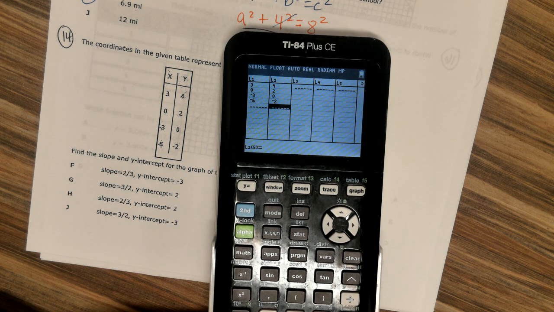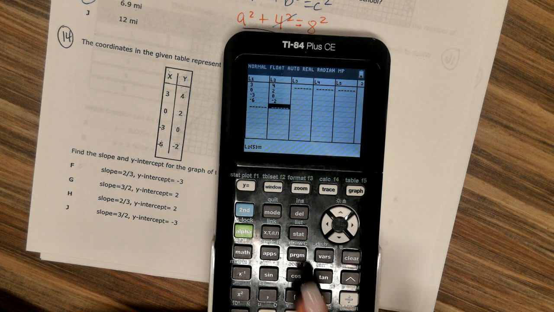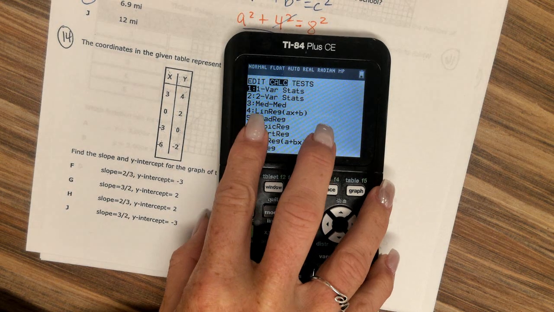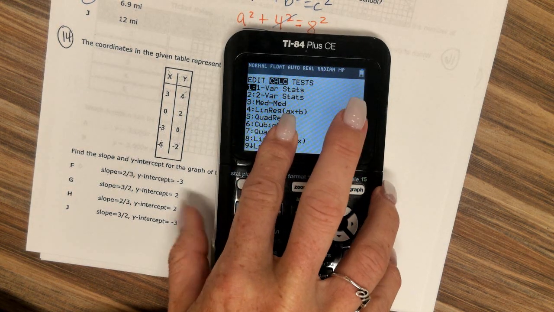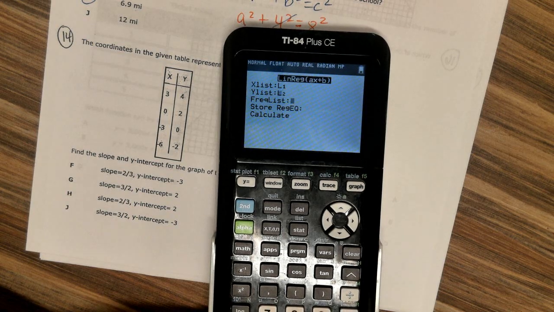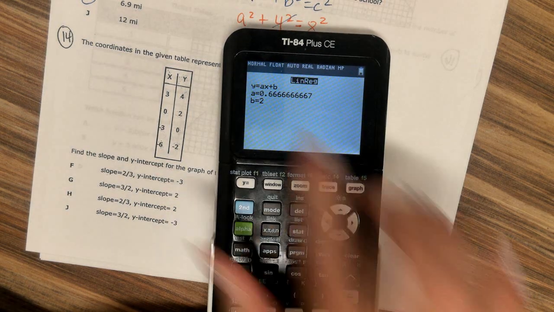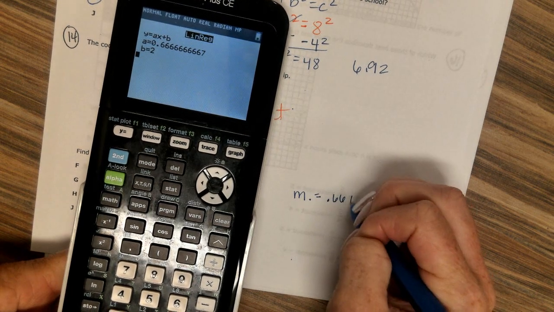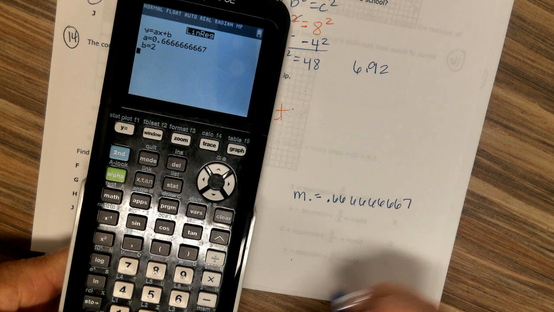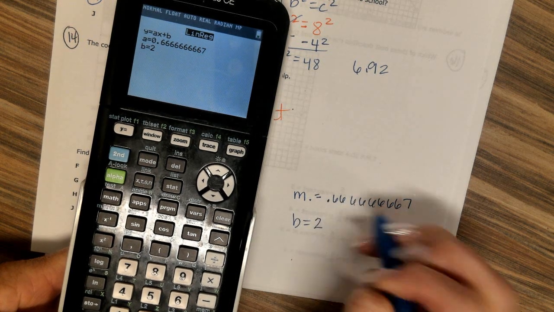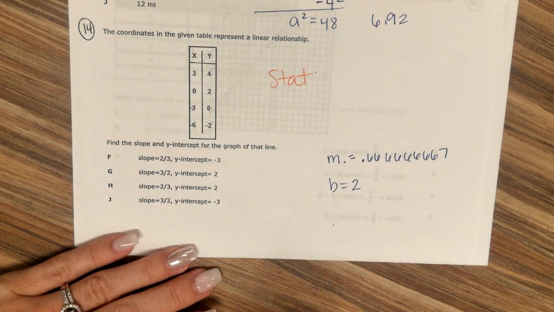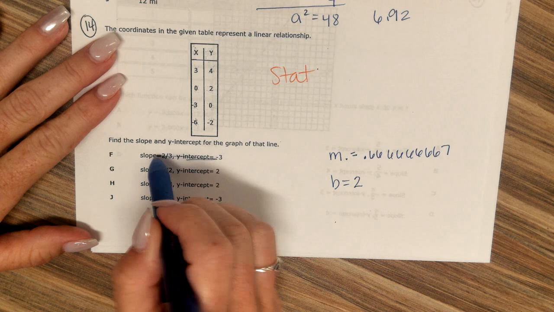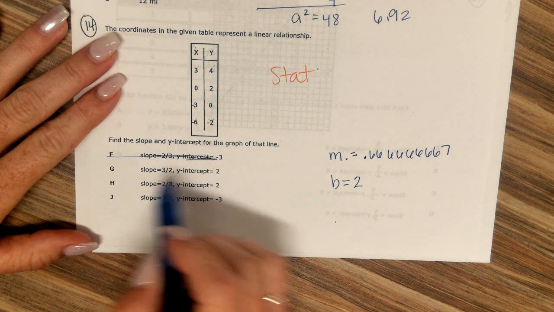Now where do I go? Stat, calc, option 4. Why is it option 4? Because it's linear, and it says right here that ax plus b, which is mx plus b. Okay, the slope, write this down. The slope is 0.66666667. The y-intercept is 2. So what can I mark off because the y-intercept is wrong? F, that's wrong, and J.